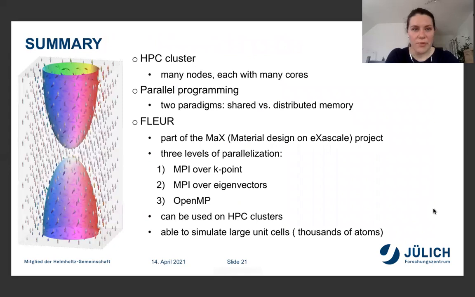Now I come to the summary of my talk. So I told you the modern HPC clusters are very complicated systems, and you need parallel programming to deal with them. And FLEUR is part of the MAX project, and it has 3 levels of parallelization: MPI over K points, MPI over eigenvectors, and multithreading. It can be used on HPC clusters, and it is able to simulate large unit cells with thousands of atoms.